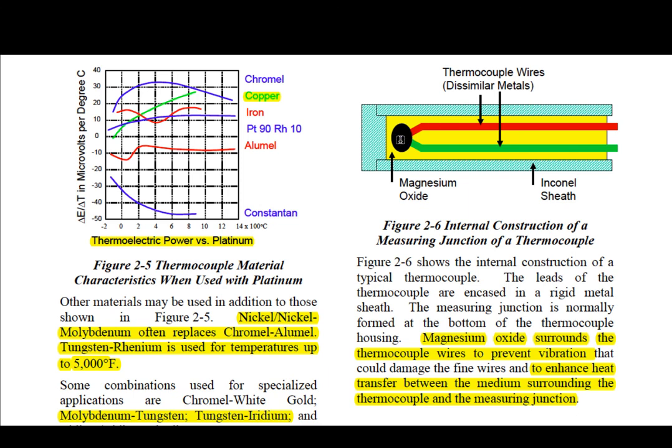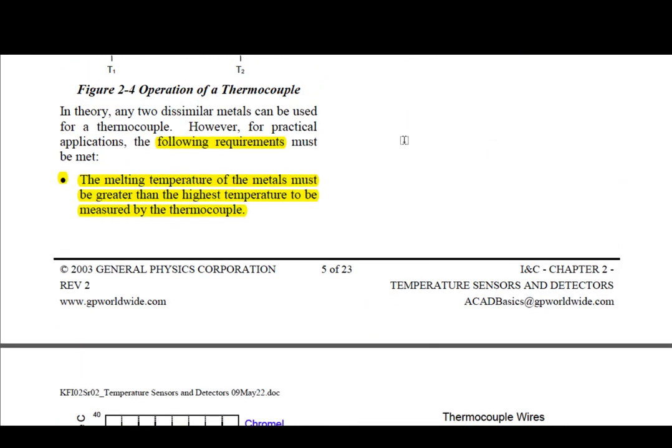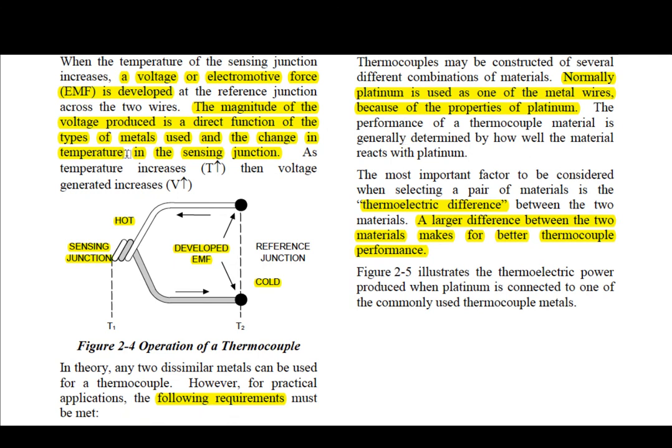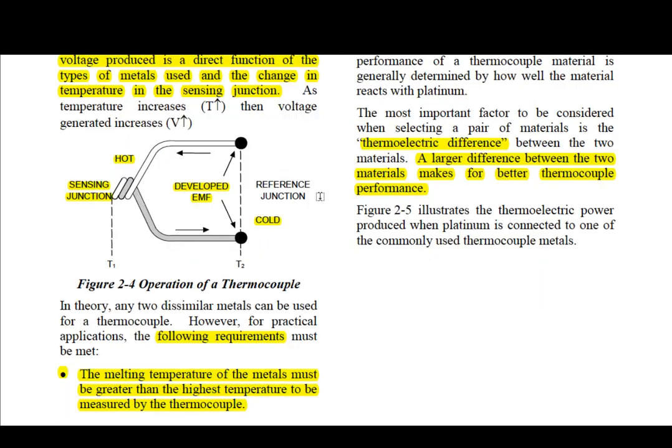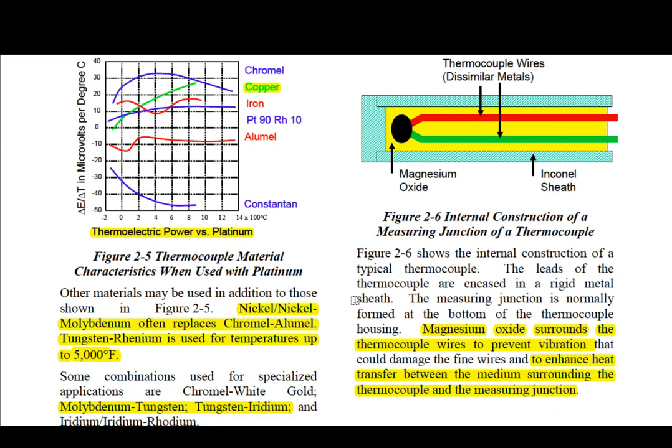Over here is going to be your sensing junction or your measuring junction. I want you to notice that in this text, the author has been swapping back and forth, saying this is your sensing junction. He also calls it the measuring junction. So I want you to make sure those two are equal. I don't know why he changes terminology, but sensing junction and measuring junction is the same location. It's the same thing. Then we have our two dissimilar metals, which are surrounded by magnesium oxide.